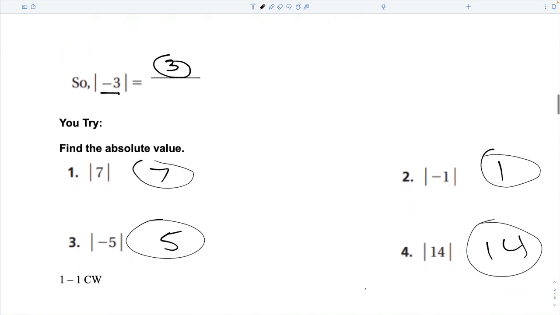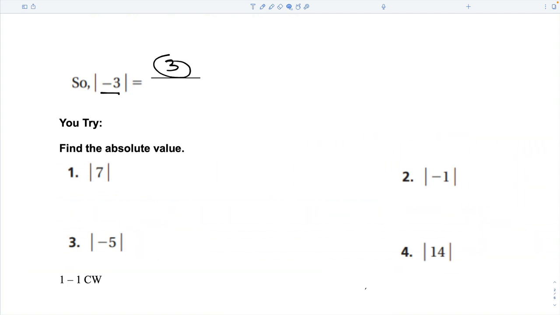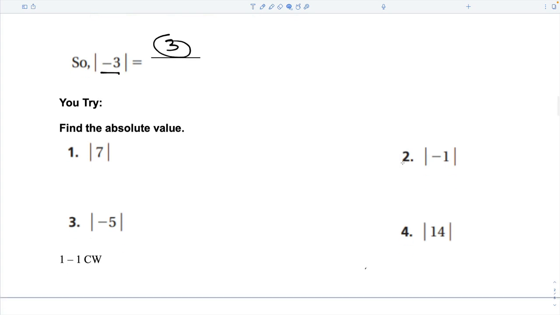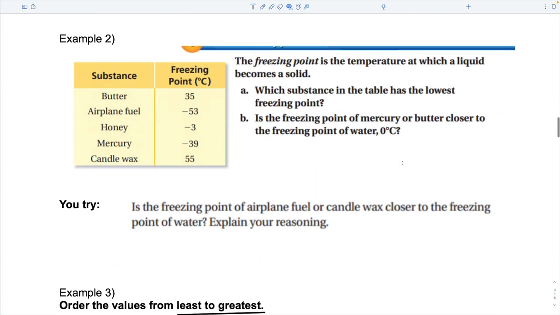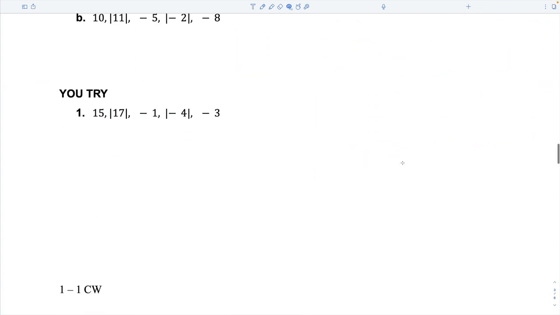I want you to go ahead and jot down the answers for you try. If you saw them, it's fair. You can jot it down. And we're going to skip example 2 and 3 for today.